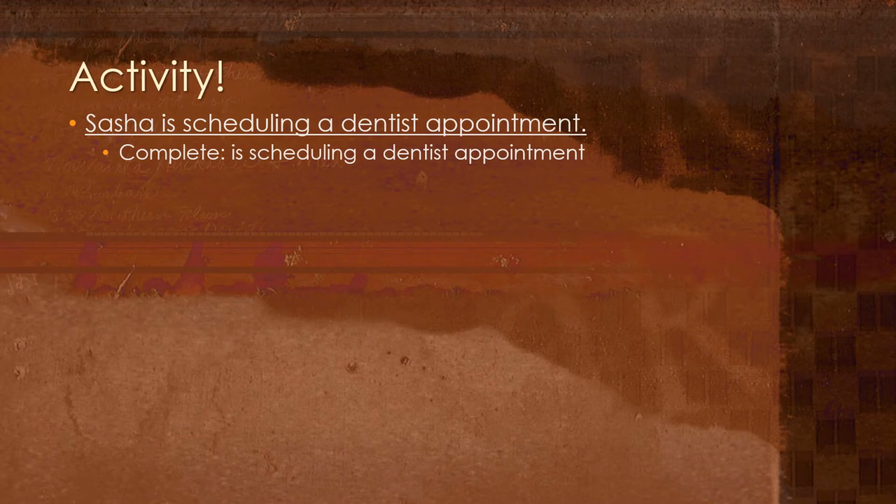This is what is called a helping verb. A helping verb is some kind of a verb that gives us a sense of time. Now, when it comes to is scheduling, that means that Sasha is doing this right now as we speak. If we want to put it in the past, we say she was scheduling. And if we put it in the future, we want to say she will be scheduling. So the helping verb is part of the complete predicate here.